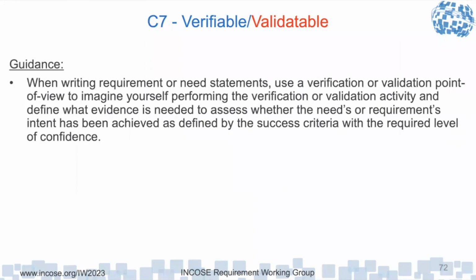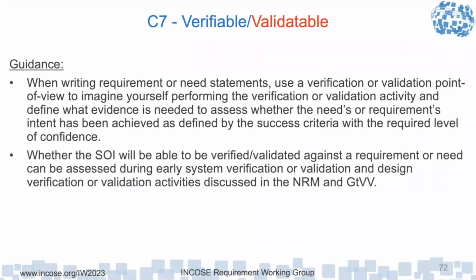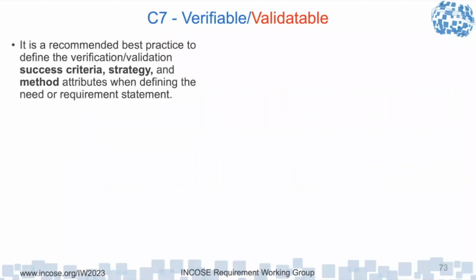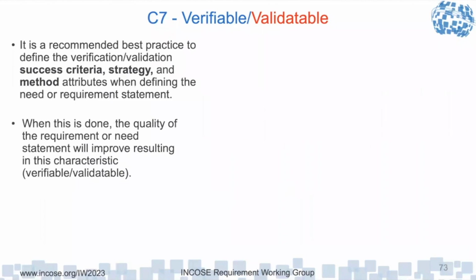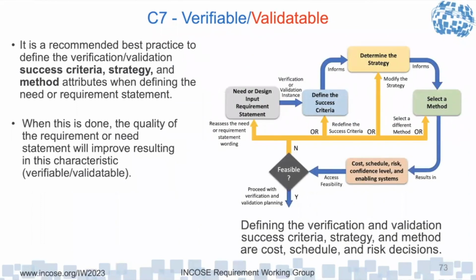From a verification and validation point of view, whether this can be validated against the requirement or need should be assessed again during early system verification activities. So as a recommended best practice, define the verification and validation criteria, strategy, and method. And once it's done, the quality of your requirements is going to improve because you've assessed that early. And this is one of the figures in section 10 of the needs and requirements manual that shows it's not just a simple definition of something; there's a thought process that goes through.